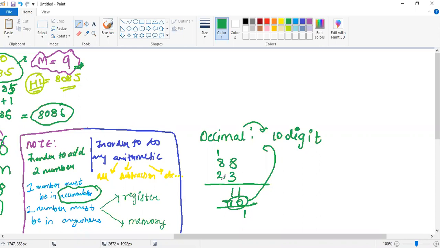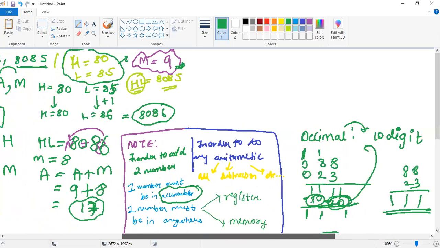Now, 8 plus 2 means 10, and 10 plus 1 means 11. Again, we don't write it in this way. We again take 10 and carry 1 here. So there is nothing, 0, 0, 0, 1. So my answer is 111. This is how it is calculated.